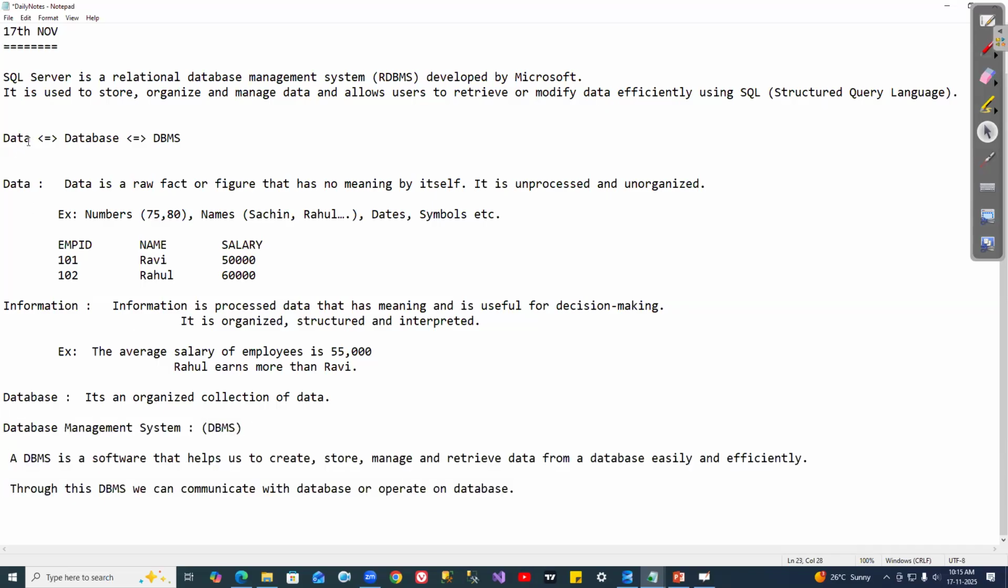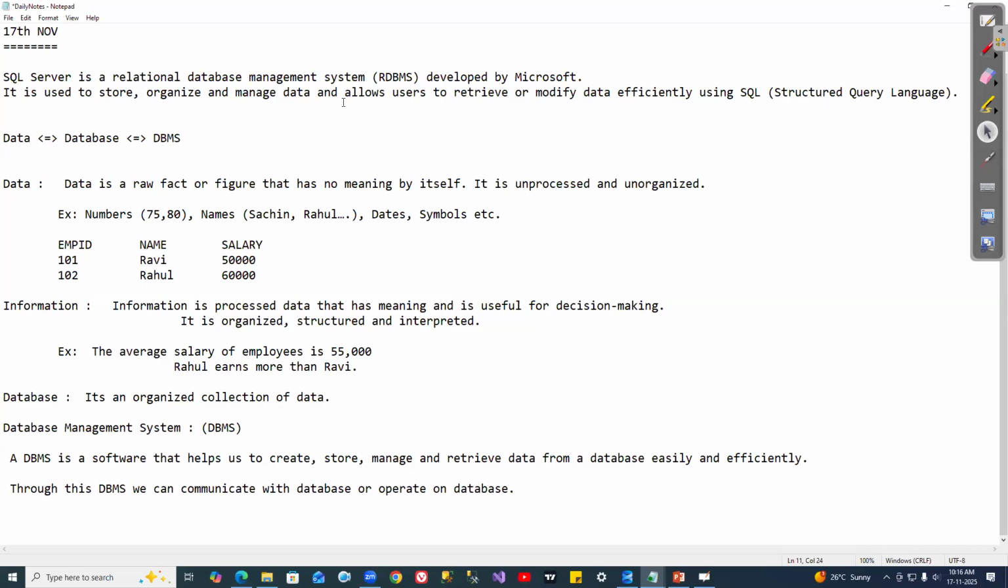That means the data we have, and a collection of data is nothing but a database. And if you are able to manage all these types of databases using software, that software is called a database management system. The name itself says it is software to manage databases. And a database accommodates data, a collection of data. That is the link between data, database, and database management system.